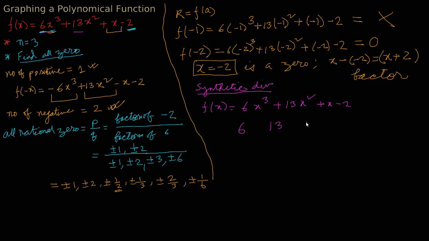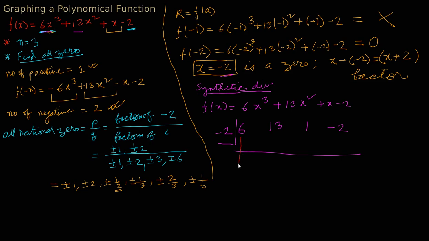13, 1, -2, and then here I'm going to write down this -2, and I'm going to draw a horizontal line. So my problem is already set up. Okay, so now let's do one by one.